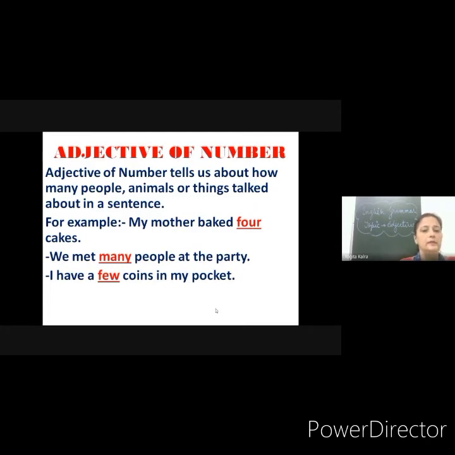We met many people at the party. Now here many is used with the noun people and people is a countable noun. So here we can term many as an adjective of number. I have a few coins in my pocket. Now here the word few is used as an adjective of number because coins are countable nouns. Children, I hope you all have understood the difference between adjective of quantity and adjective of number. Yes?